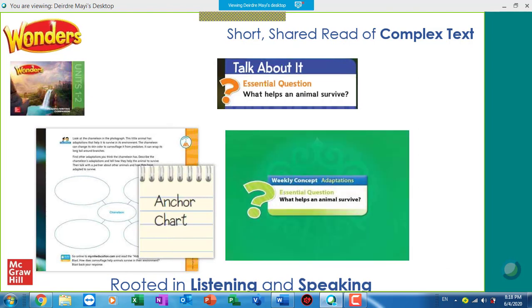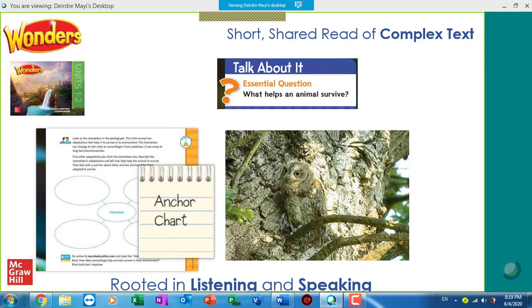Adaptations. What helps an animal survive? Animals have many useful adaptations. Camouflage.